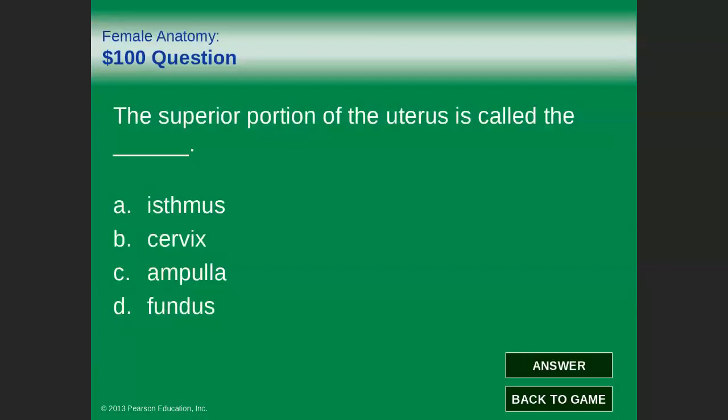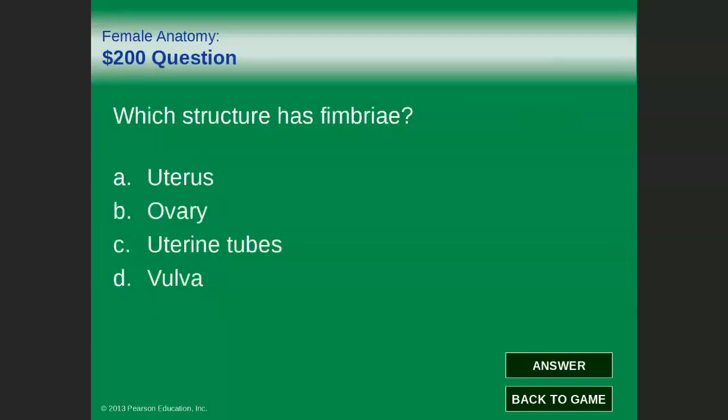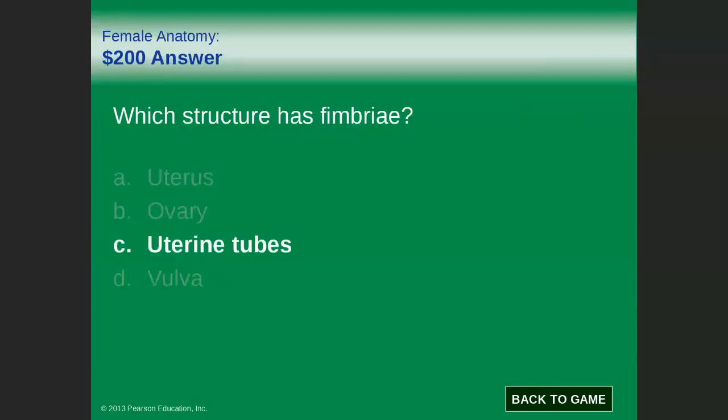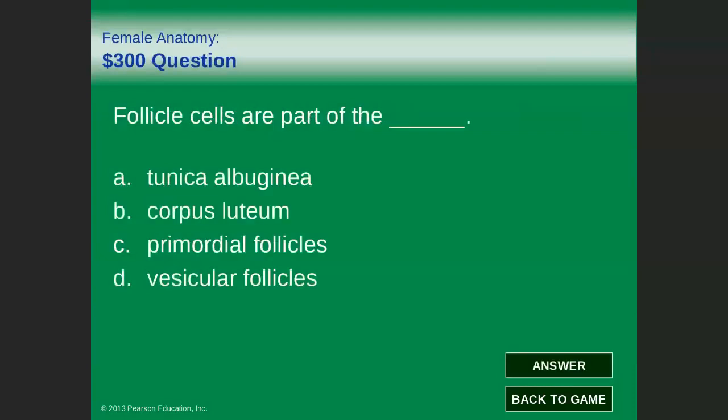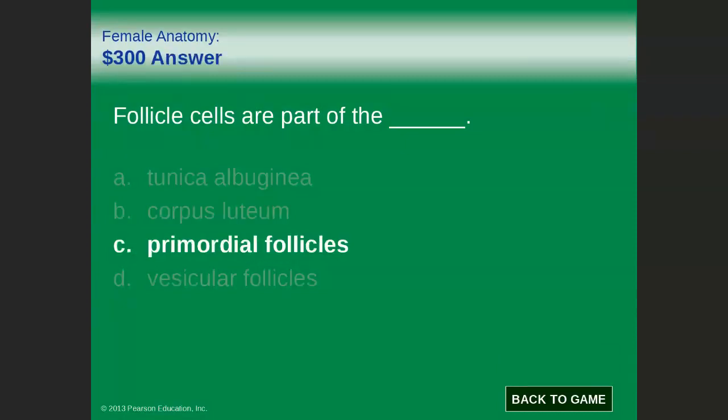Superior portion of the uterus is called the fundus. Which structure has fimbriae? That would be the uterine tubes. Follicle cells, those are part of the vesicular follicles, primordial follicles.